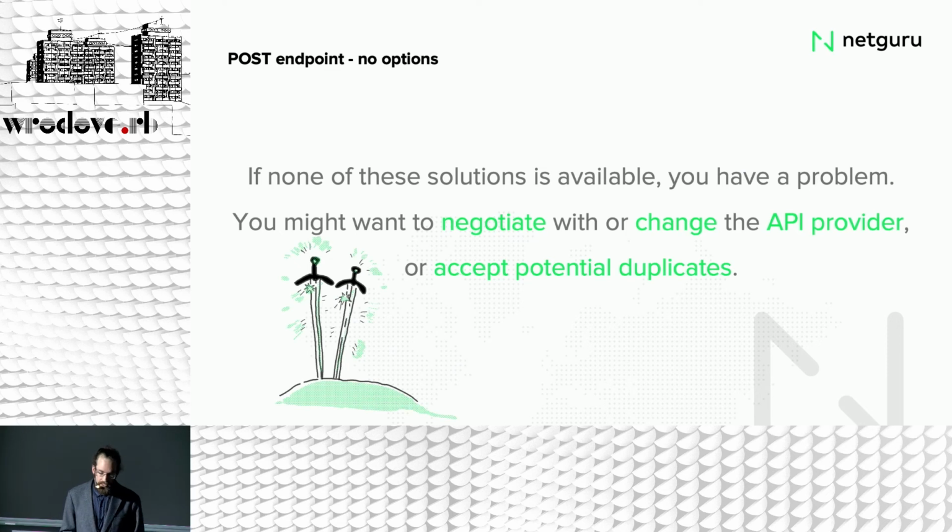It worked. The other time, maybe you would like to change the API provider, because if they are not responsive to your feature requests and it's really hard to work with them, then maybe you can find something else that does your job. Or you just have to accept the duplicates, right?